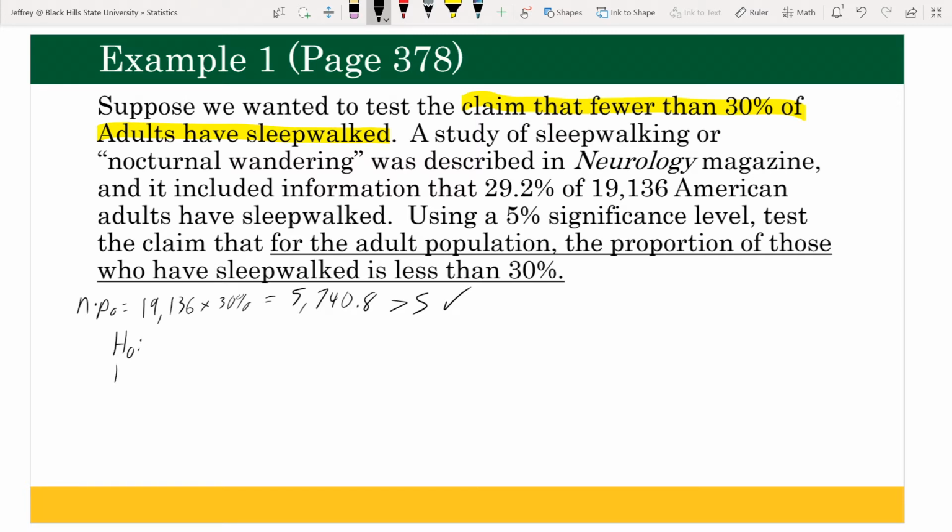So now I'm going to go ahead and write the null and alternative hypotheses. Since we're dealing with proportion, the claim says that fewer than 30% of adults, so that would tell me that that is our alternative hypothesis. Our null hypothesis is simply that p is equal to that same percentage. Again, just a reminder that we use the same percentage for both the null and alternative hypothesis, and that we do not use the sample proportion in either one. Our significance level in this case is 0.05.